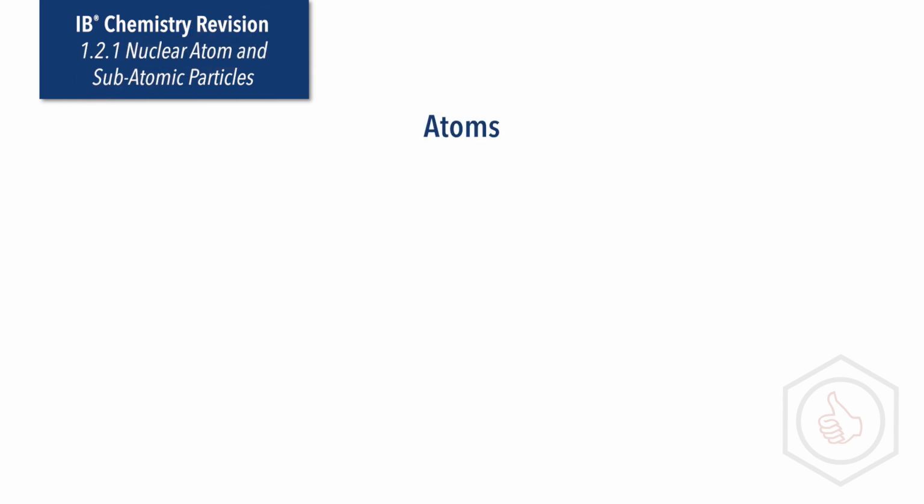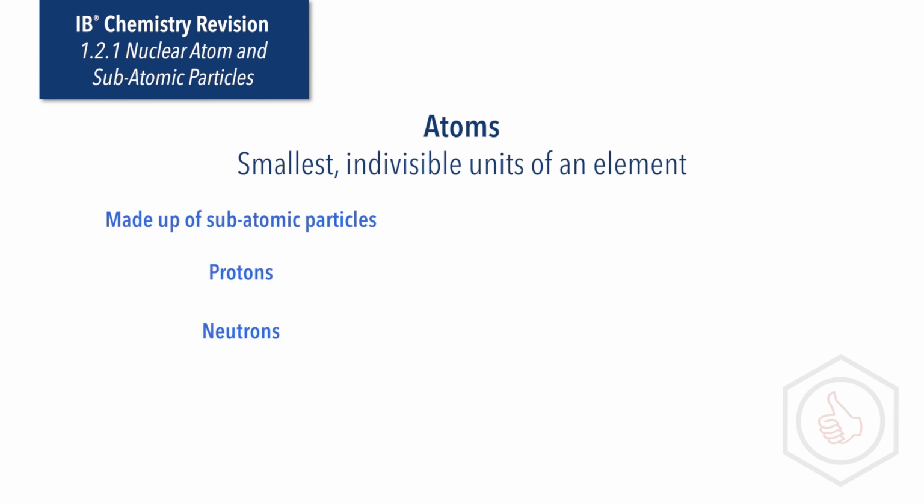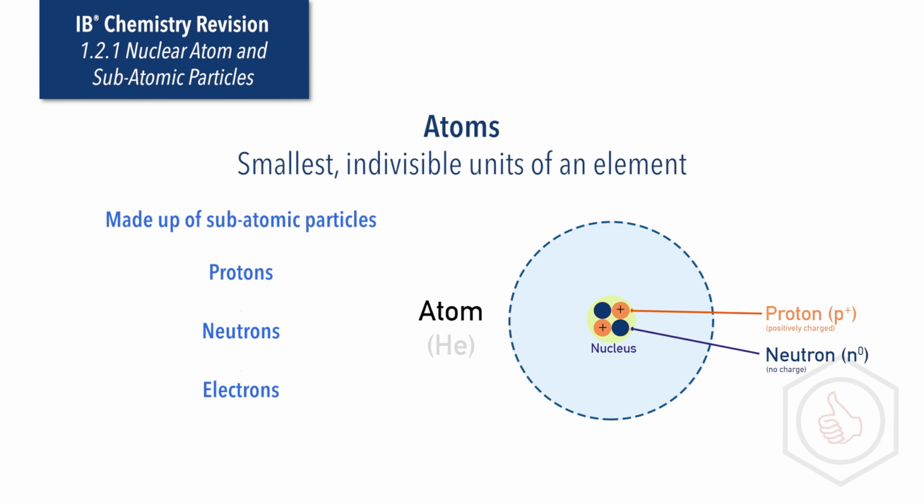Atoms are the smallest indivisible units of elements and are made up of three smaller subatomic particles: protons, neutrons, and electrons. Protons and neutrons exist in the center of an atom in a dense region of space called the nucleus. Protons are positively charged particles, and the number of protons inside an atom determines its identity. For example, all hydrogen atoms have 1 proton in their nucleus, and all oxygen atoms have 8 protons in the nucleus. Protons, as well as being positively charged, also have a mass.